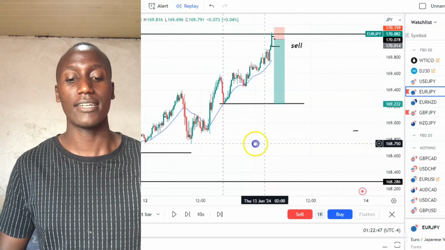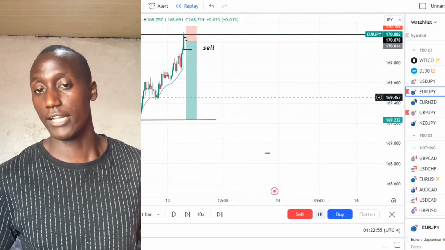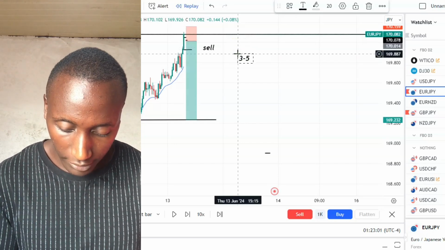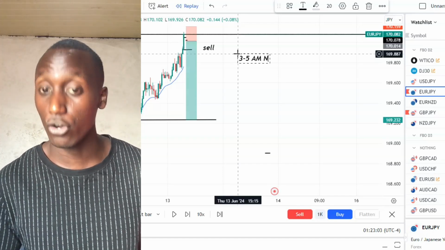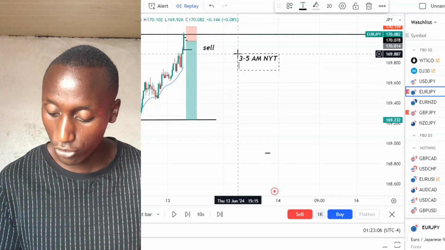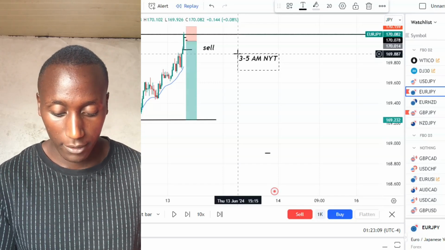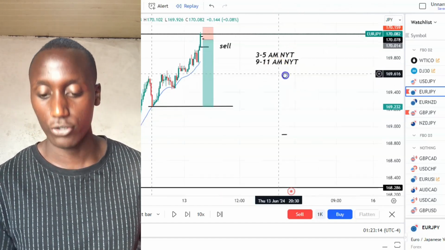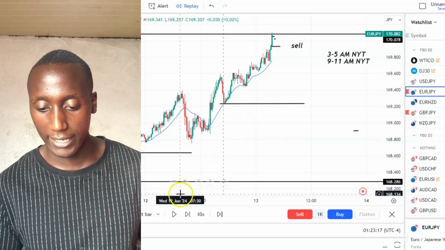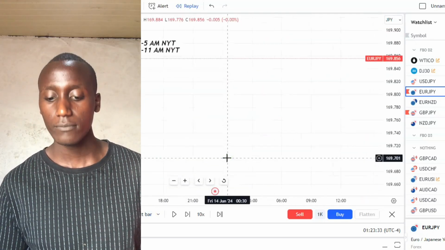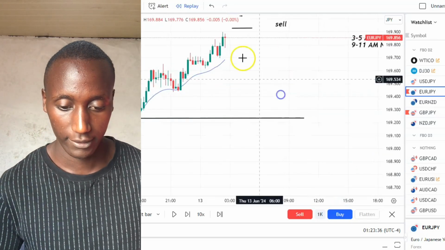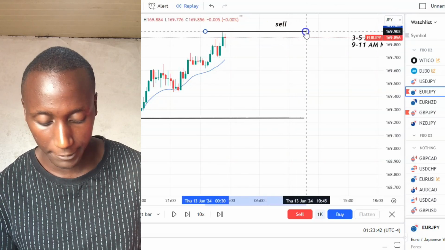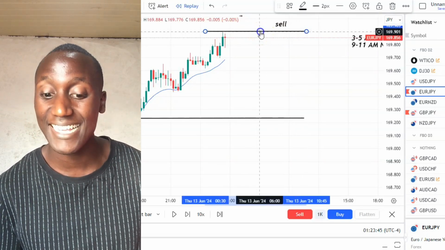So this brings us to timing. I took this trade in the London session. And so in my London session, the time to look for setups is 3 to 5 a.m. New York time. And then in the New York session, the time is 9 to 11 a.m. New York time. And so if we back up a little and go back to 3 a.m., this is the time I come to the screen. I see nothing. I just draw my high of the day prior to my session.